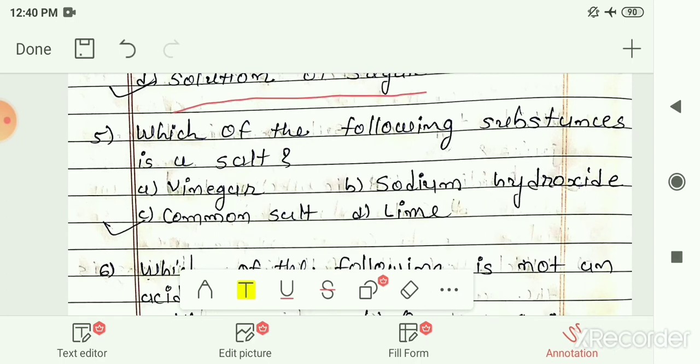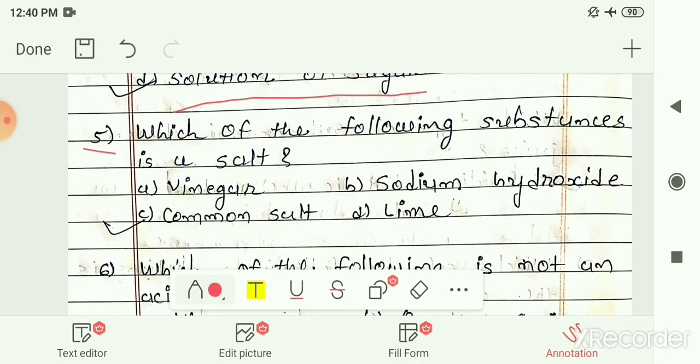Next, fifth number, which of the following substances is a salt? The options are vinegar, sodium hydroxide, common salt or lime. So here your answer is common salt, option C. Common salt is a kind of salt. The others are acidic or basic in nature. Vinegar, as we had seen, is acidic in nature, and the rest of the two, that is sodium hydroxide and lime, are examples of bases.